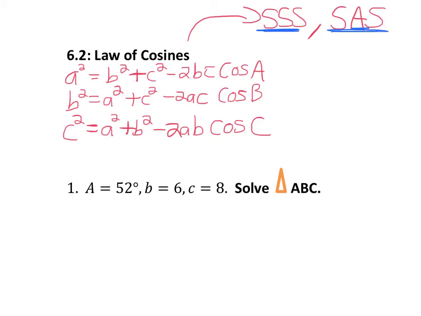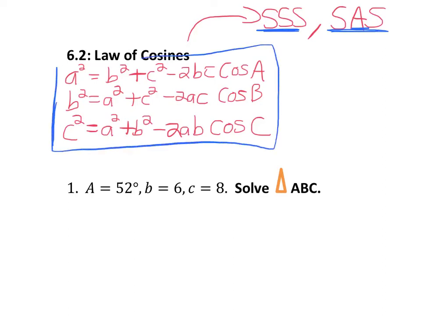Now you can see these are the formulas that we use. This is the law of cosines right here. You don't have to memorize these; you will be given them. The main thing to remember is that the uppercase A, uppercase B, and uppercase C in the cosine mean the angle measure in the triangle.